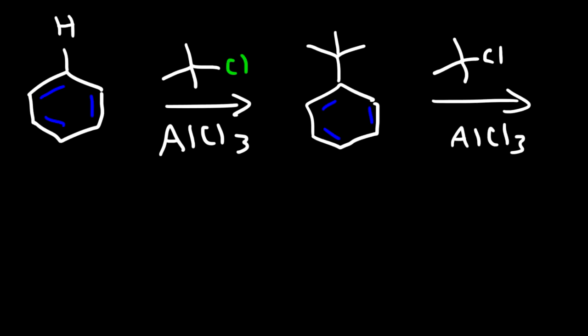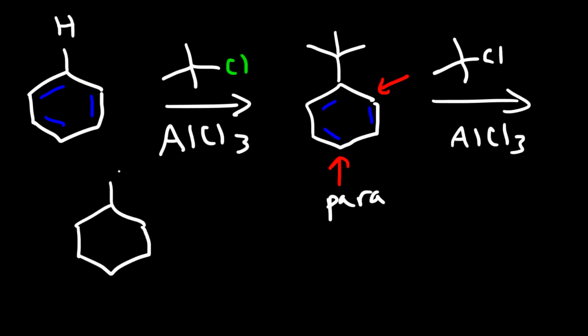Where is the second tert-butyl group going to go? Now, the tert-butyl group, like any alkyl group, is an ortho-para director. So it can direct it in the ortho position or in the para position. However, due to steric effects, this position is not very accessible, especially for another bulky group. So we should expect the para product to be the major product. So the final major product in this example is going to look like this. So we want to put the second tert-butyl group in the most accessible position, and that is the para position.